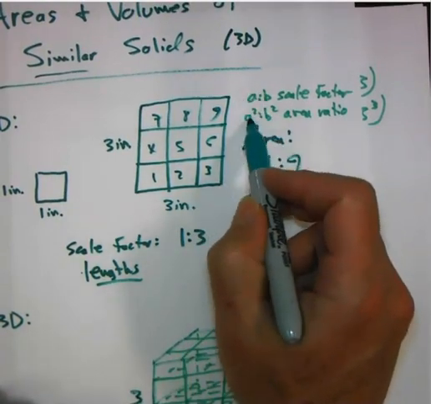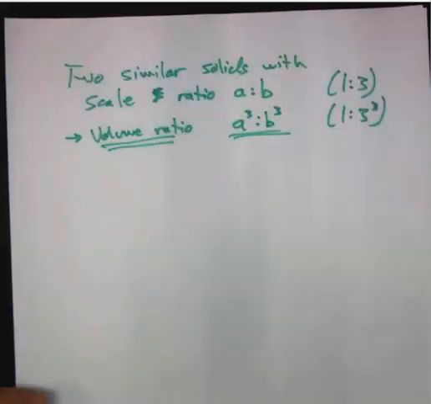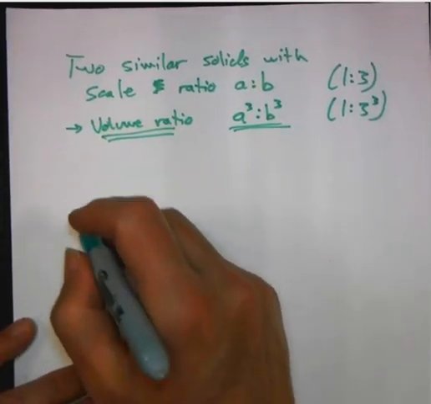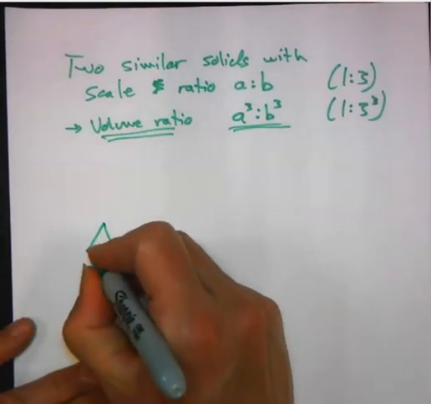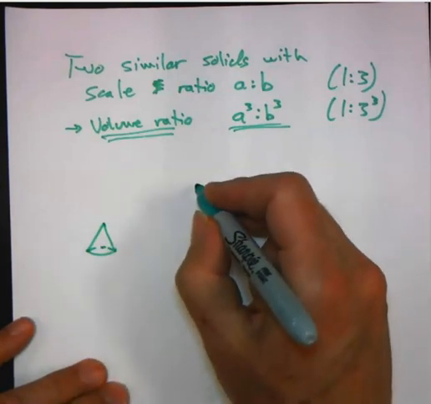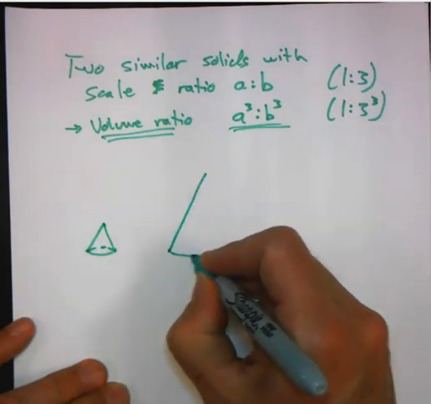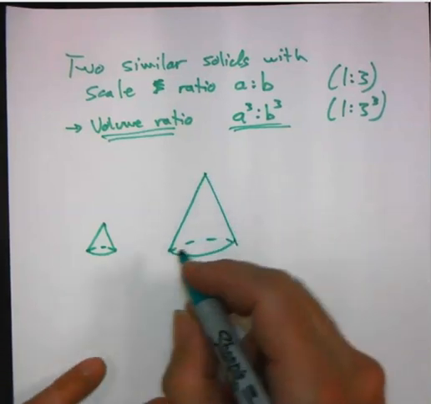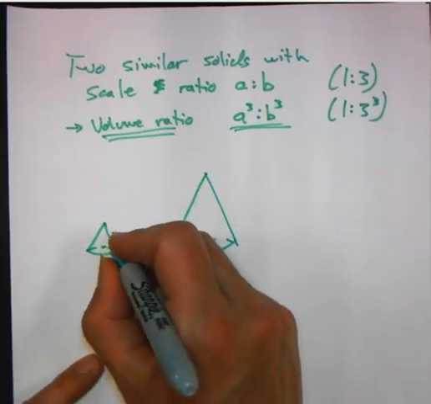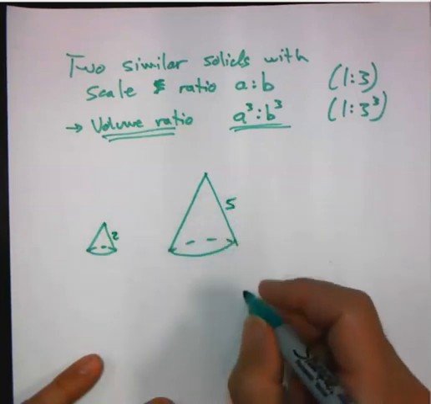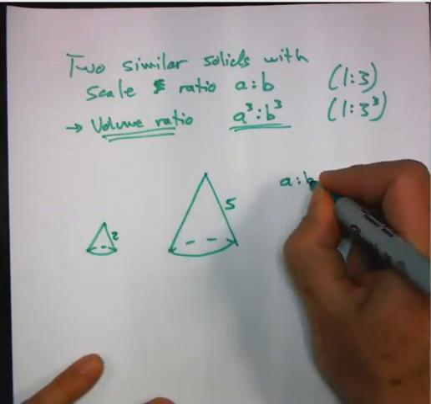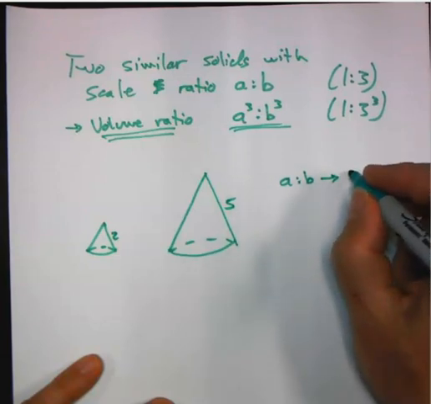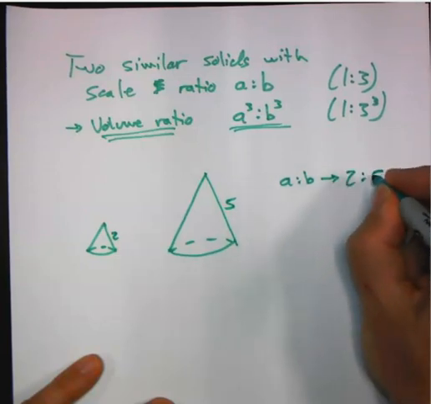Very often the A is 1, but not always. It's nice to be flexible with our ratios. Right? So if we had like a cone, and I had another cone, maybe this was like 2 and that was 5, then I would have the A to B, the length ratio is going to be 2 to 5.